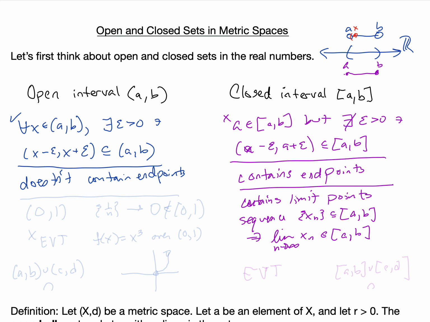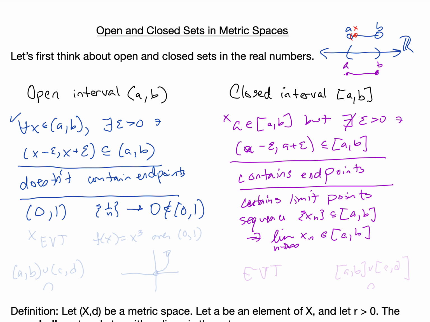But that's not true over here. As an example of it not being true for an open interval, let's say we have the open interval from 0 to 1, and the sequence 1 over n. This sequence converges to 0, obviously, as n goes to infinity, and that's not in the open interval from 0 to 1. So this does not contain its limit points.